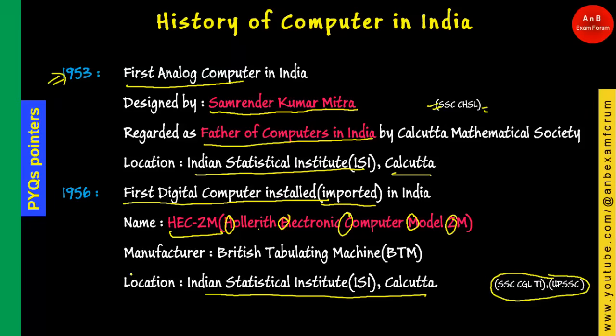So if they ask about the first analog computer, it is Samarendra Kumar Mitra, established at ISI Kolkata. If you talk about the first digital computer installed in India, which was imported, the name is HEC-2M, and this computer was made by the British Tabulating Machine company, and it was installed at ISI Kolkata.